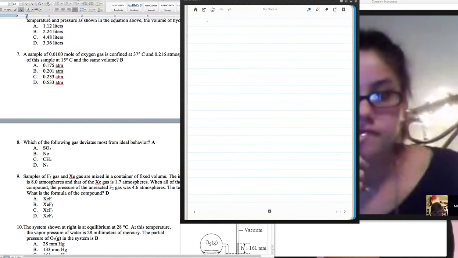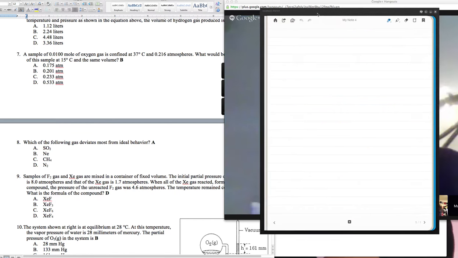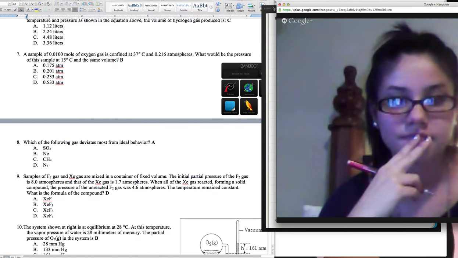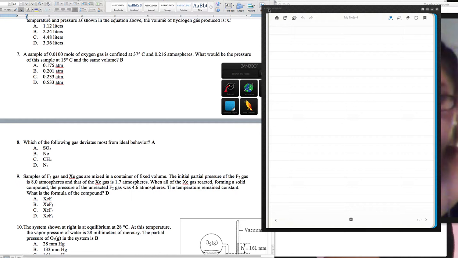All right. So for number 7, I'll pull it over just a little bit more. Okay. And look, I tried line pad and maybe it would help me write better. All right, so number 7 on the multiple choice. The sample of 0.01 moles of oxygen gas is combined at 37 degrees Celsius and 0.216 atmospheres. What would be the pressure of the sample at 15 degrees Celsius in the same volume?